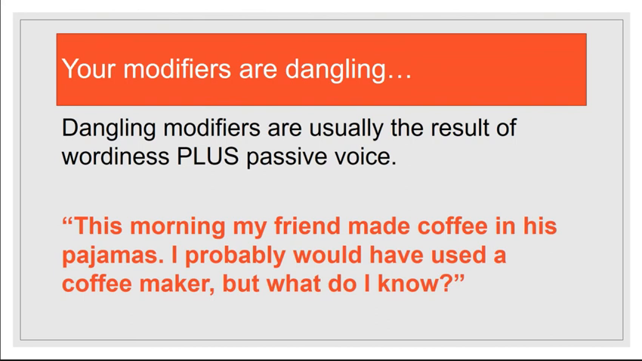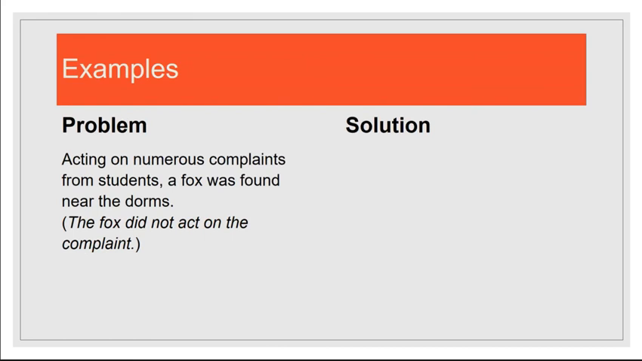Now, common sense says, yes, he was wearing pajamas. He made his coffee that morning. Perfect sense. But things are not always this clear, so we need to make sure that we're being straightforward with our sentences. Here's an example.